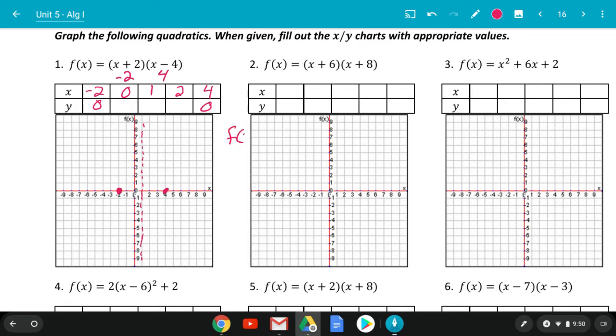So I got to plug in 1. So f of 1 is 1 plus 2 times 1 minus 4. 1 plus 2 is 3. 1 minus, that was beautiful. I said 3 and wrote 2. 1 plus 2 is 3. Good job, hand. And then 1 minus 4 is -3. 3 times -3 is -9. So I'm going to plot that point. There's my vertex, -9. Now, I could go ahead and plug in 0 or 2, but I'm going to cheat.